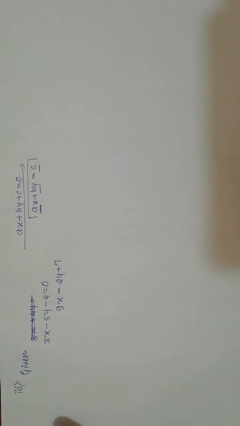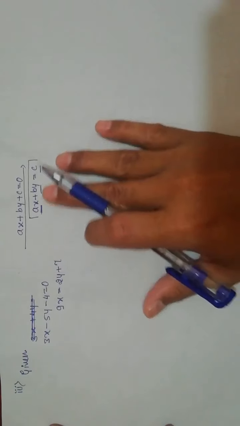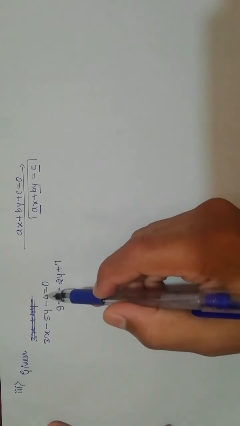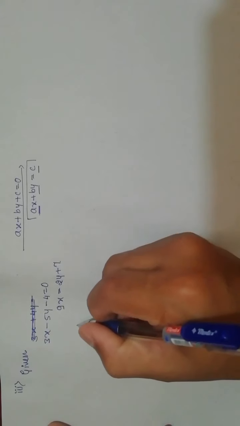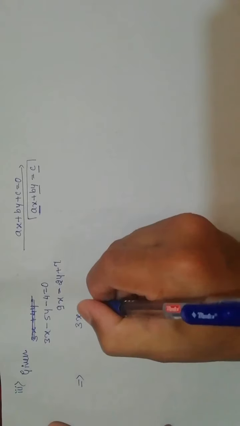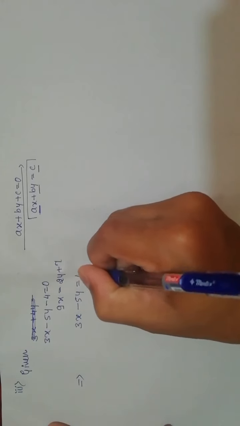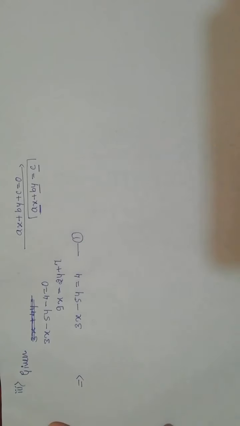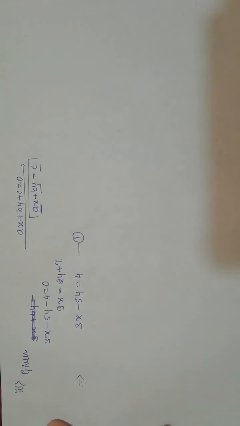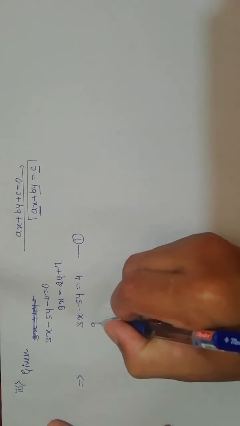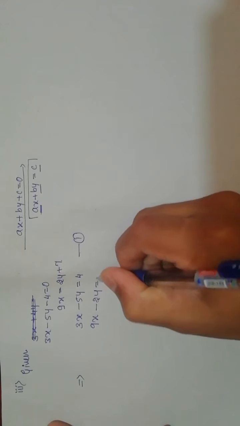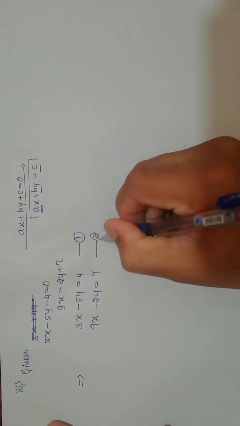So now you need to convert these two equations into this format, ax plus by is equal to c. To convert the first one, just shift minus 4 towards the right side, it will be enough. So this implies 3x minus 5y is equal to 4, and put this as equation number 1. For the second one, 9x, shift 2y towards the left side, it will become minus 2y, and keep 7 on the right hand side, and this will become equation number 2.